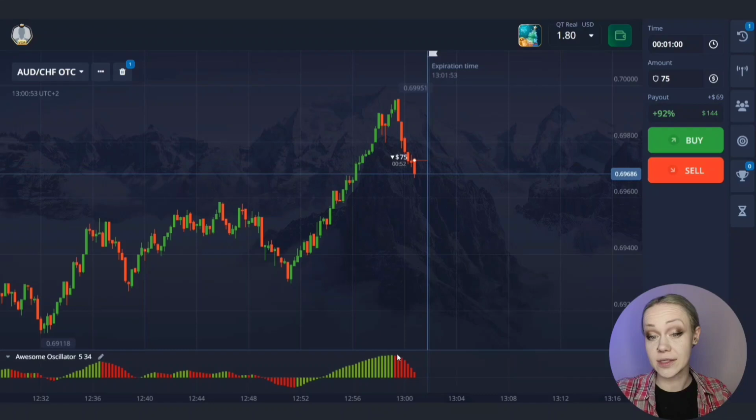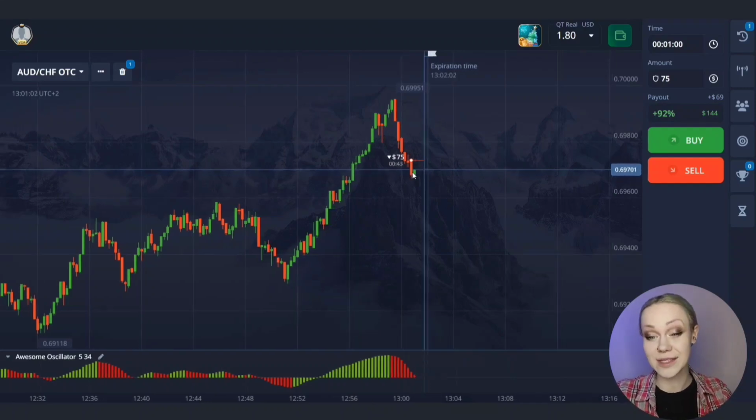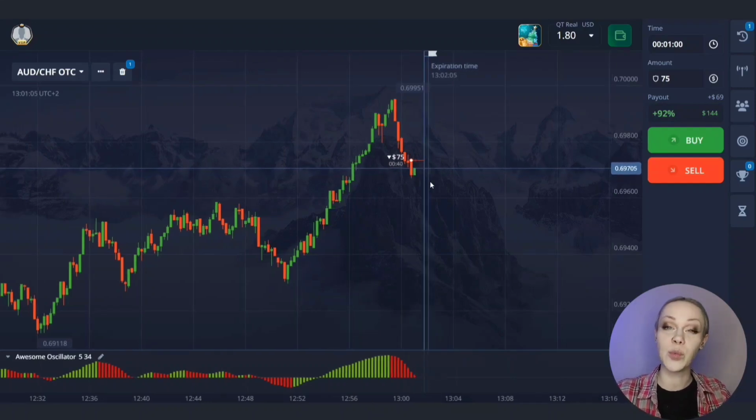At the same time, a red histogram is formed and the volumes are growing downward. We will try to make money on this downward corrective movement, and I hope that 1 minute will be quite enough for us in this case. So let's watch the price and wait for the result.